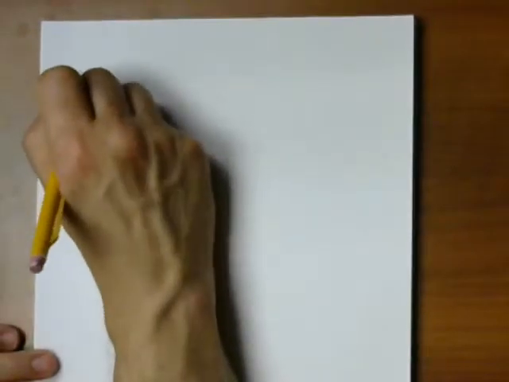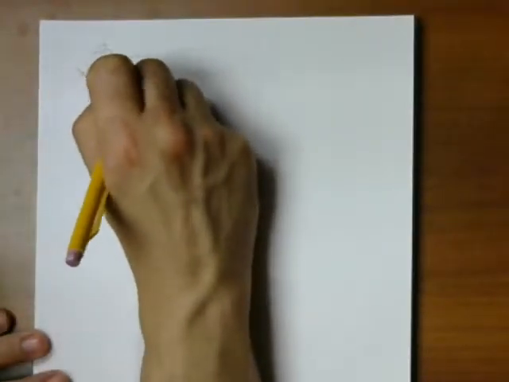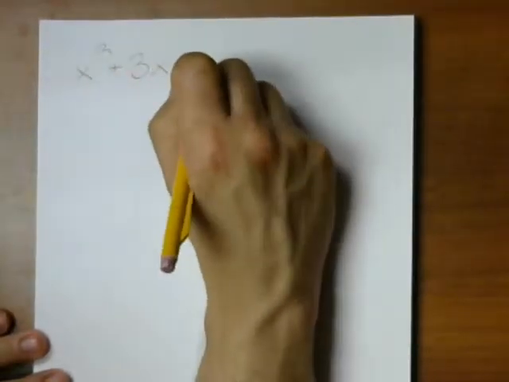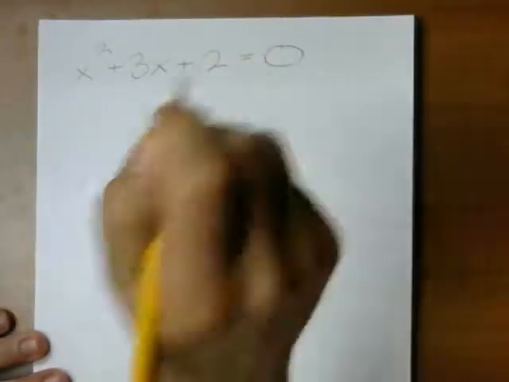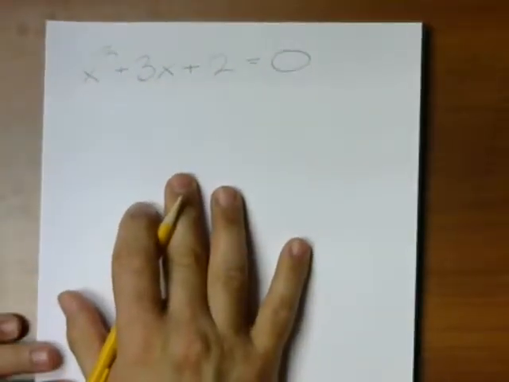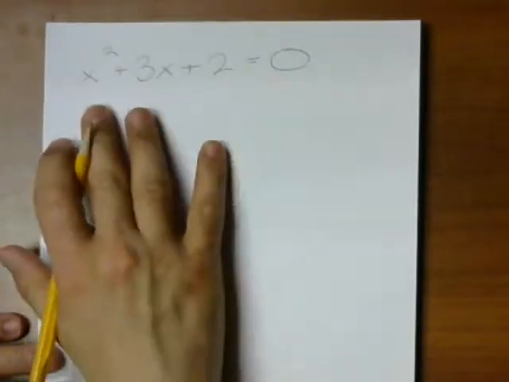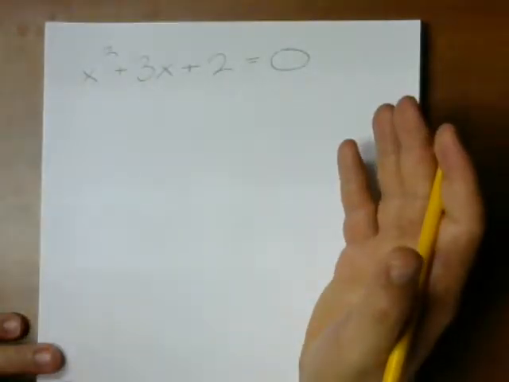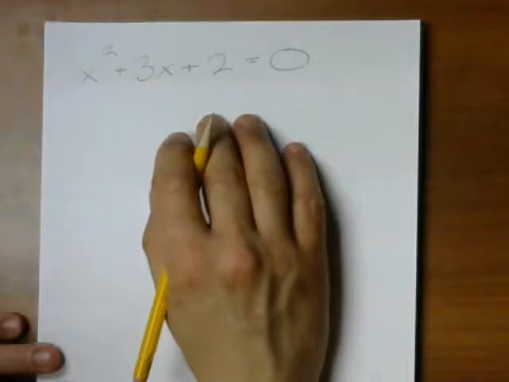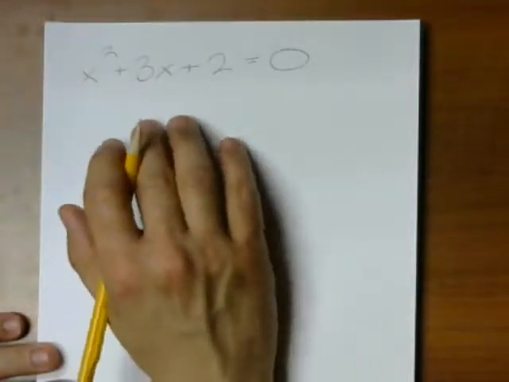Okay, in the last question, we ended up with a situation where we wanted to be able to solve this. So, what can we do? How can we factor this? How can we write this as a product? Well, it is a quadratic.